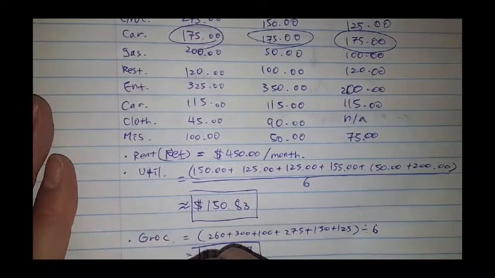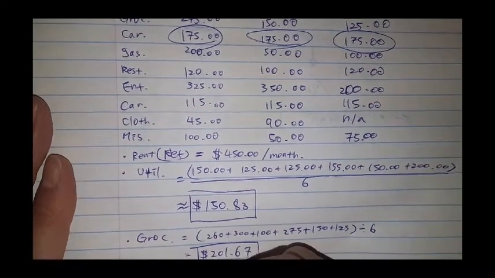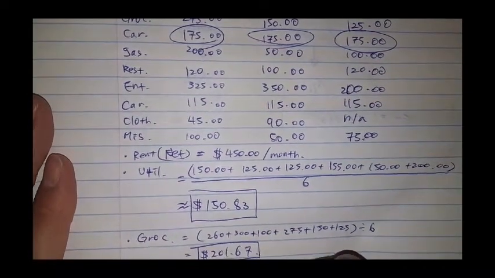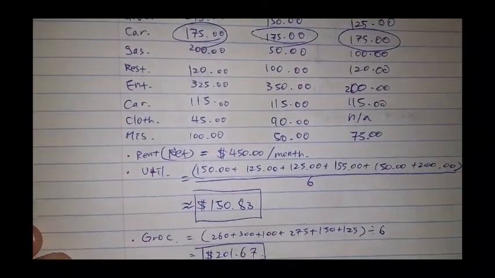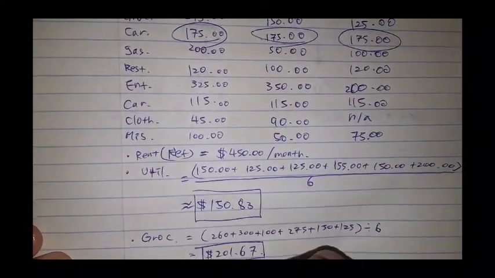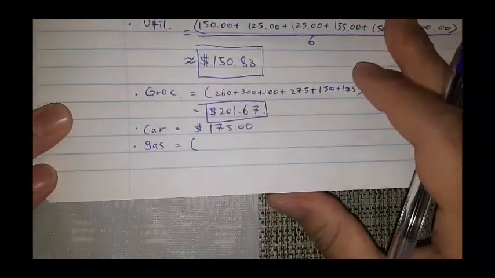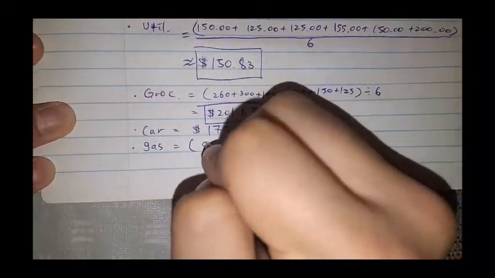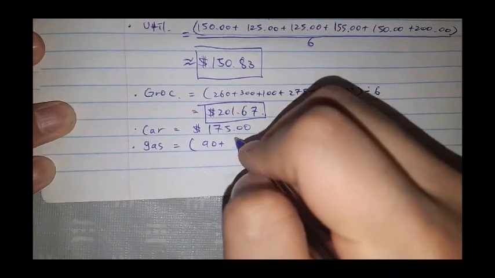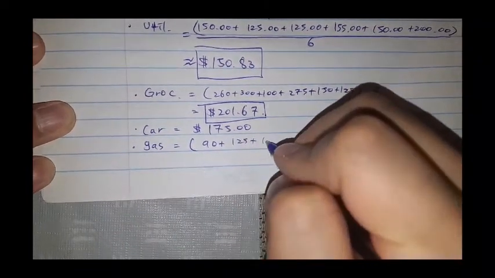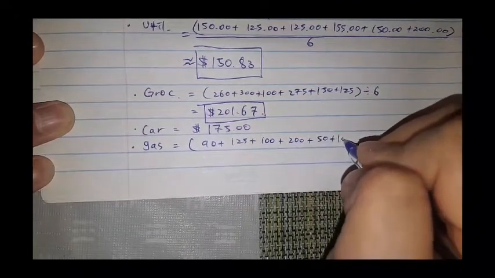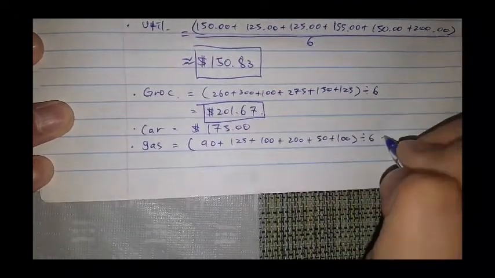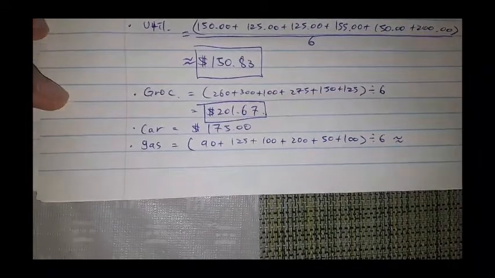So car insurance is easy. It's just that amount, and it's pretty consistent. Gas, it's a varying amount for sure, so you need to do some average calculation. Gas amount was 90 plus 125, 100, 250, 100, then divided by 6. That will give you a rounded up answer.